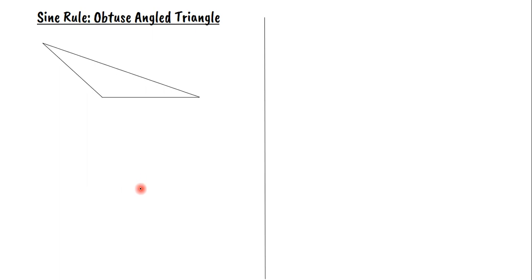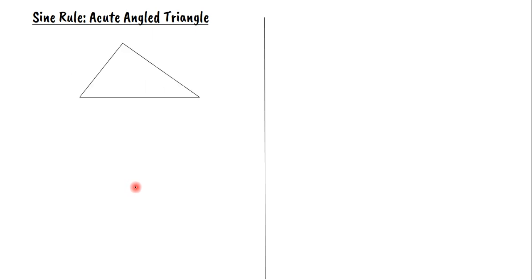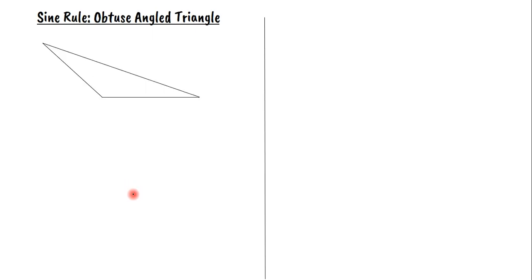In today's video, I'm going to be showing you how to prove the sine rule using an obtuse-angled triangle and an acute-angled triangle. So without wasting any further time, let's start off with our obtuse-angled triangle. The first thing I'm going to do is name this triangle ABC, like that. Now, what is the first step that you need to do when you're proving the sine rule in this type of triangle, which we call an obtuse-angled triangle?